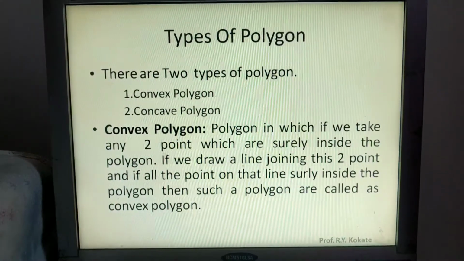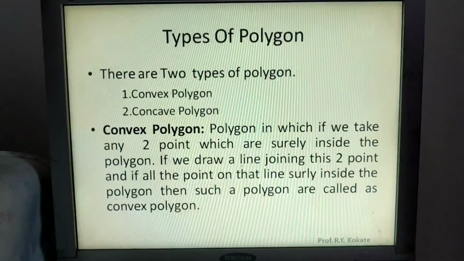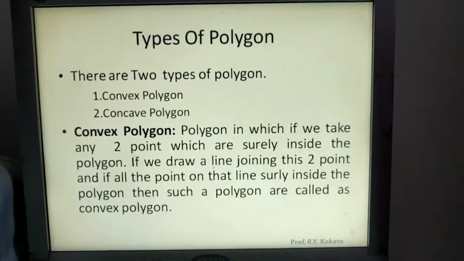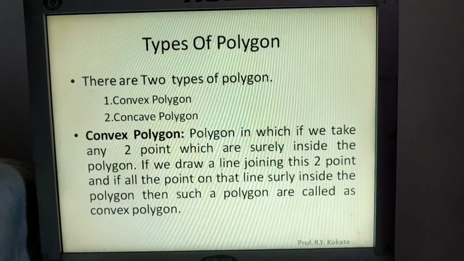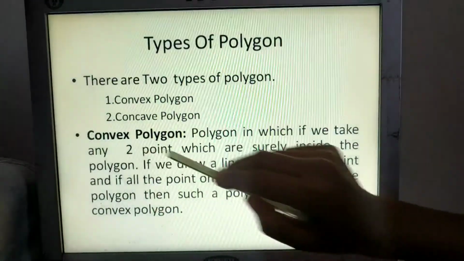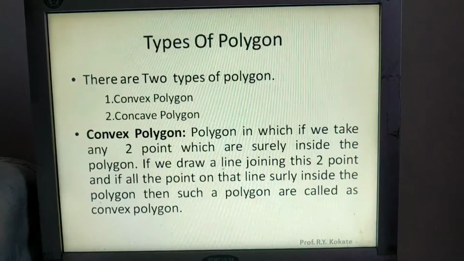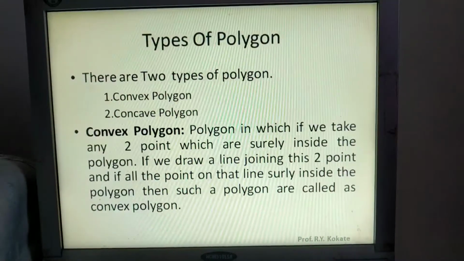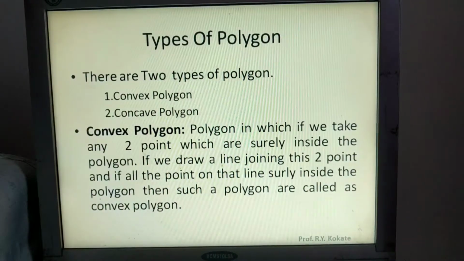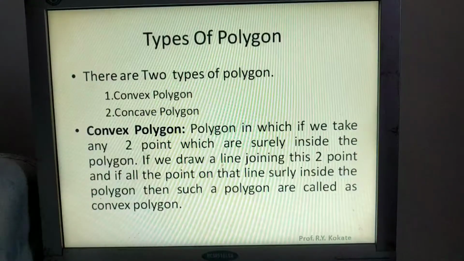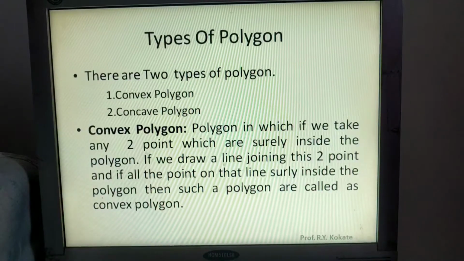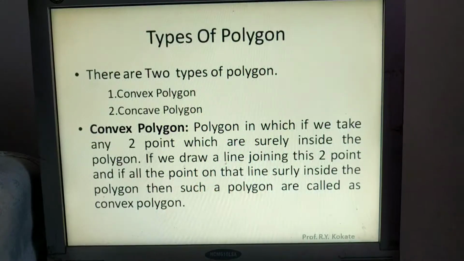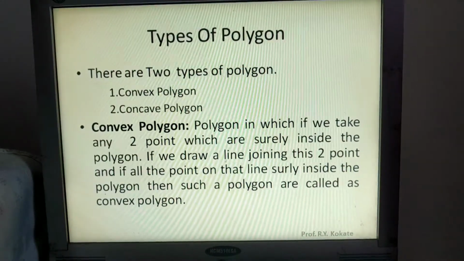Now we will see the types of polygon in computer graphics. There are two types of polygon. First, convex polygon, and second one is concave polygon. Convex polygon: a polygon in which if we take any 2 points which are surely inside the polygon, and we draw a line joining these 2 points, and all the points on that line are surely inside the polygon, then such a polygon is called a convex polygon.